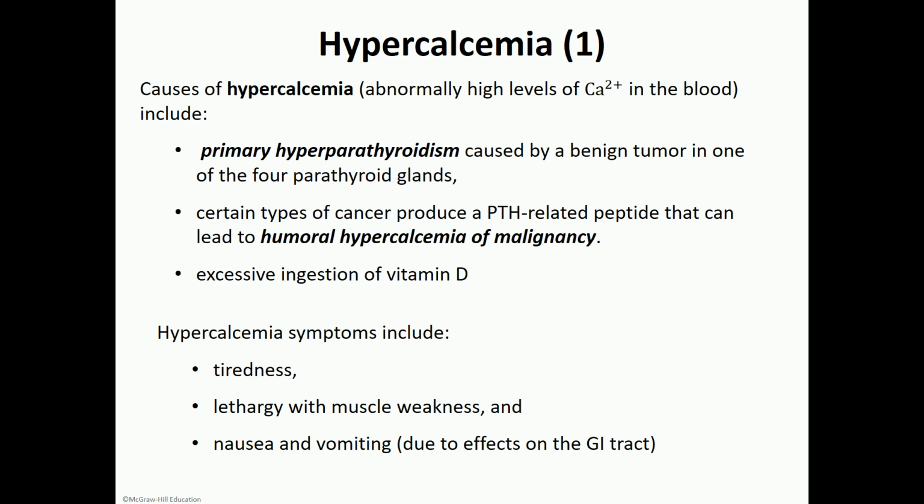So for example, some cancers produce a protein that is called PTH-related peptide. So it's very similar to PTH, and it would attach to the PTH receptors, leading to hypercalcemia. And that is known as the humoral hypercalcemia of malignancy. So these patients would have a malignant tumor, and that malignant tumor is making this PTH-like protein. Or another cause of hypercalcemia would be the patient is taking too much vitamin D. So excessive ingestion of vitamin D.